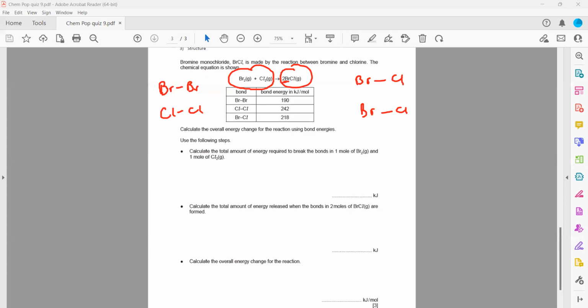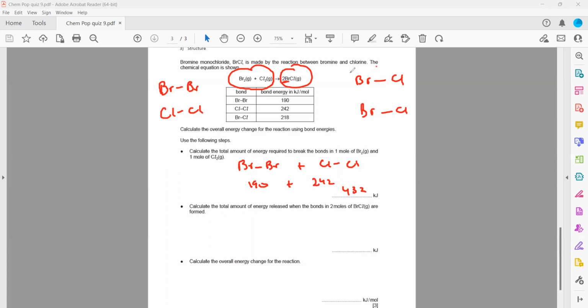So the bond breaking side is the reactant side and the bond forming side is the product side. So we write for bromine-bromine plus chlorine-chlorine. For bromine-bromine, it is 190, so we write 190. And for chlorine-chlorine, it is 242. So when we add them, we'll get 432. So this will be 432. That's bond breaking.